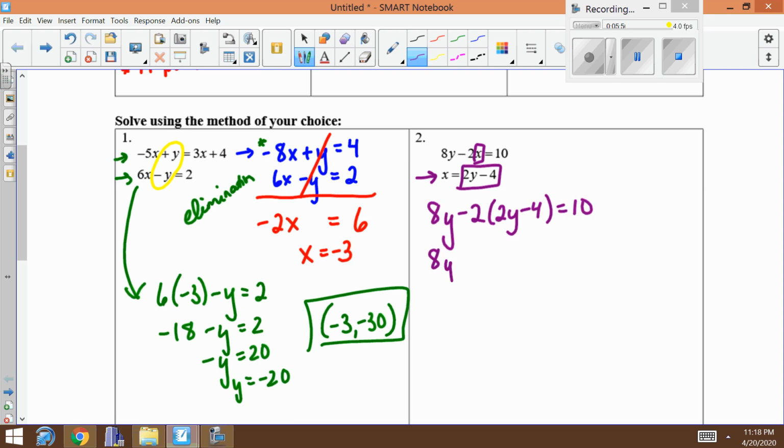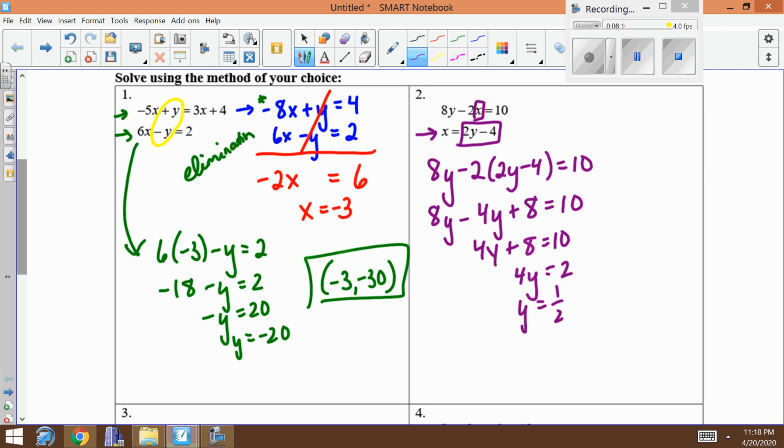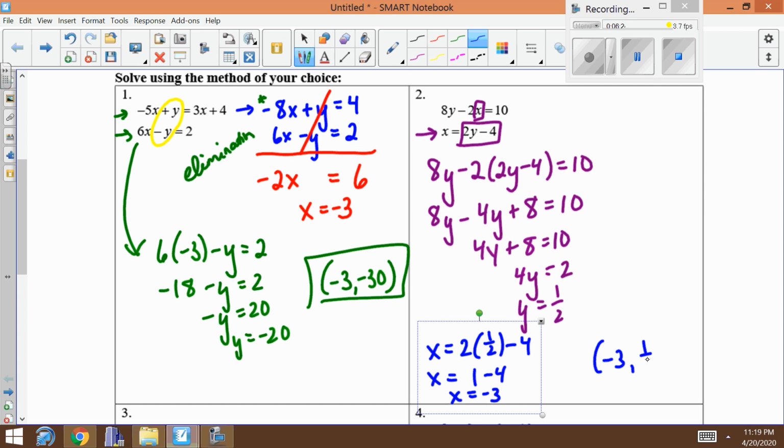So here I get 8y minus 4y plus 8. Hopefully I don't go too fast here. I sometimes do that. We get 4y is equal to 2, which means y is 1/2. Again, don't get thrown off by getting fractions. Sometimes the fractions are nice fractions like 1/2. Sometimes they're a little bit messier. You will get fractions from time to time on these for sure. So here we get x is negative 3. So negative 3, positive 1/2. And we have our solution here. Again, this one I chose substitution on this one here.